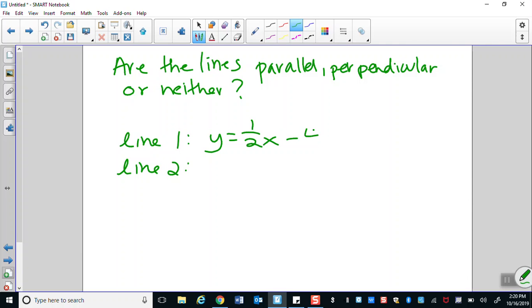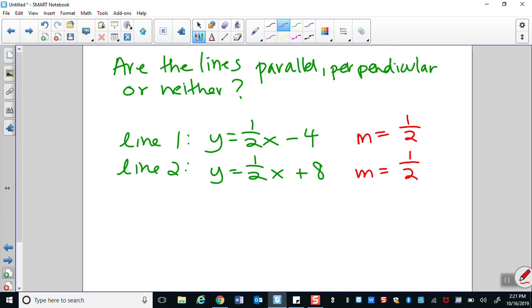Let's say your first line is 1/2 x minus 4, and your second line is 1/2 x plus 8. When you see equations like this, the first thing you want to think is to decide what form they're in. These are in slope-intercept form, so we can easily pull out the slope. My recommendation is to write the slope off to the side, so it's easier to compare.